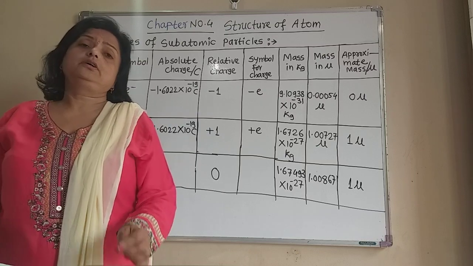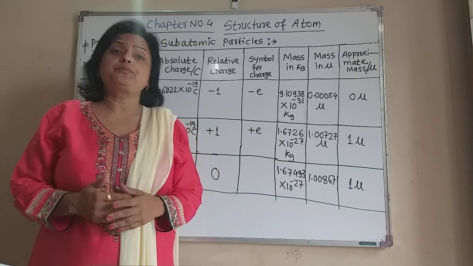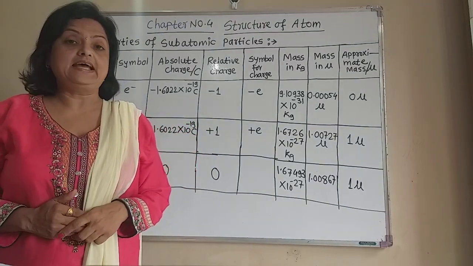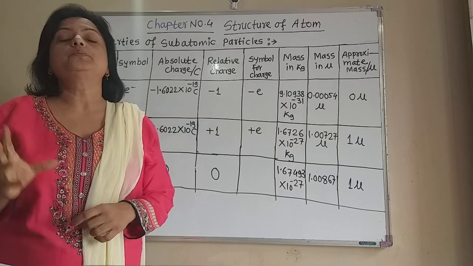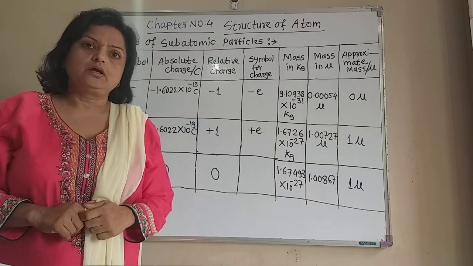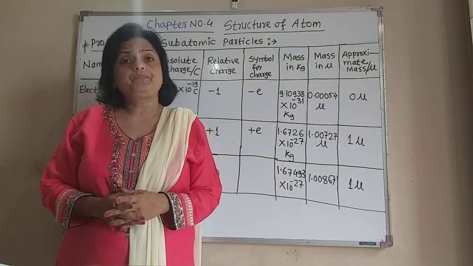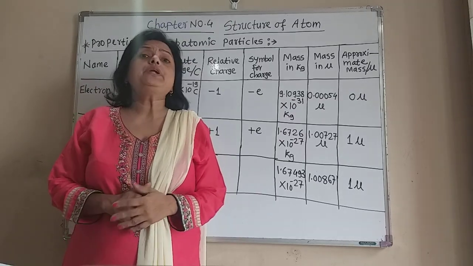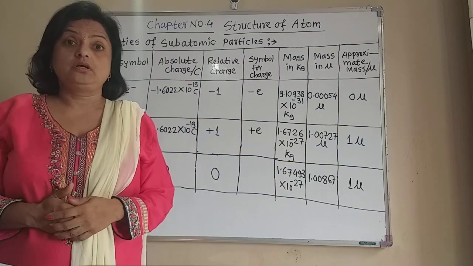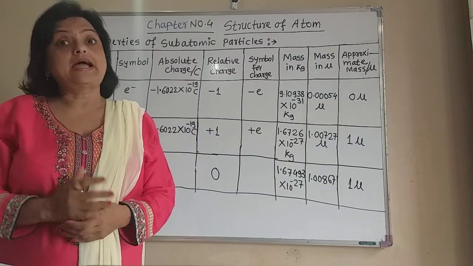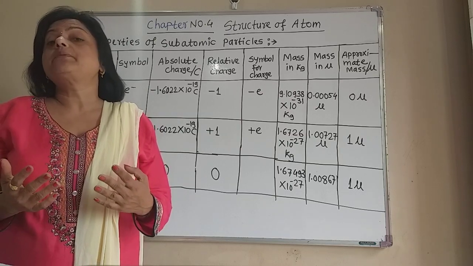In this chapter there are details about the atom, and in the first chapter we already saw that atoms are the smallest particles of the elements. Dalton says that atom is not divisible, but later the discovery of the three subatomic particles of the atoms proved that the atoms are divisible.